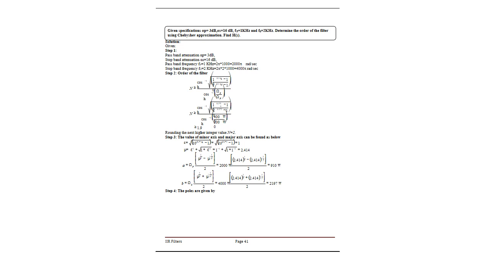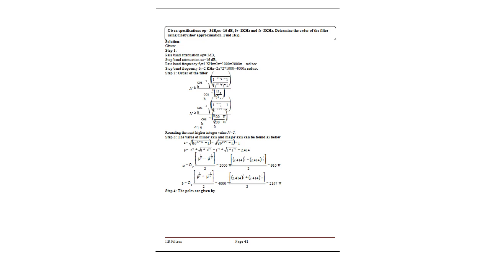So N is greater than or equal to cosh inverse of root of (10 to the power of 0.1 alpha s minus 1) divided by (10 to the power of 0.1 alpha p minus 1), divided by cosh inverse of omega s by omega p. Next we substitute the values and find the N value, that is 1.9. We round to the next highest integer value, that is capital N is equal to 2.